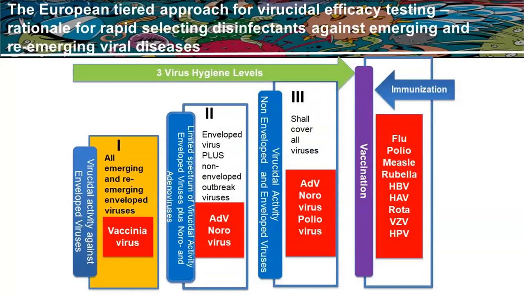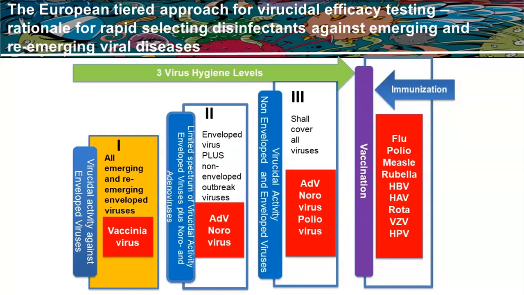And I think this is really important, that everybody knows that we have this tiered approach. We have the first level, it's the level against all enveloped viruses, and most emerging and re-emerging viruses are enveloped viruses. We test the disinfectant against vaccinia virus, and then we are safe that this disinfectant is also active against SARS, flu, Ebola, measles, whatever. So that's why in Europe we say test it against vaccinia virus, get the claim effective against enveloped viruses, and you are safe.